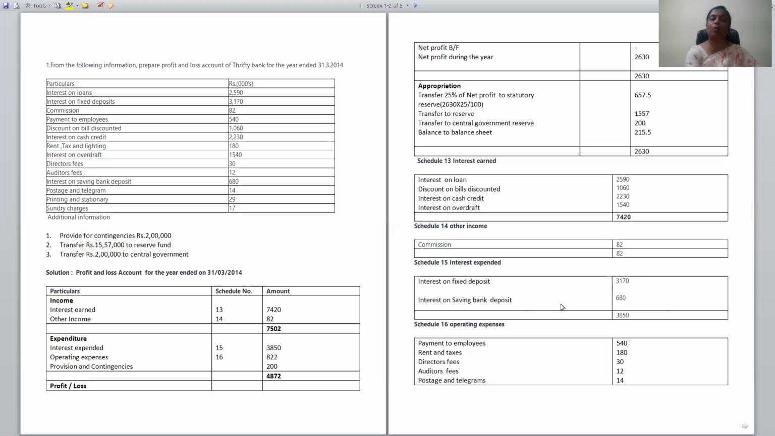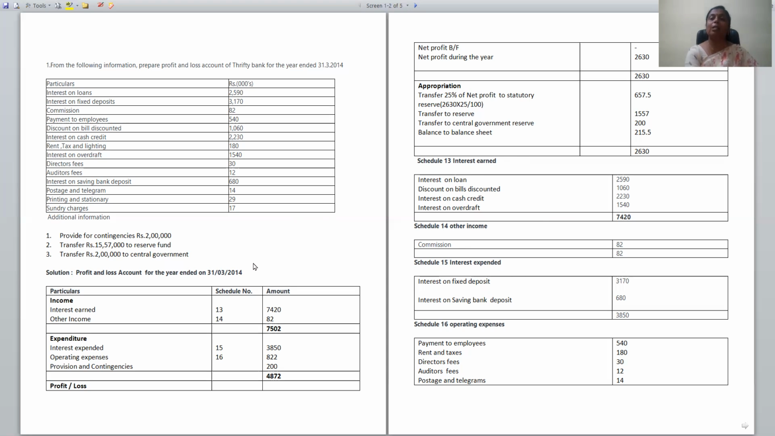So next is your postage and telegram, printing and stationery, sundry charges. All these three will be your operating expenses, and that operating expenses gets reflected under schedule number 16. Once you're done with your working note of each schedule, you have to check the total of each schedule, and then we have to reflect that in our profit and loss account. Before that, we will check the reflection of additional information.